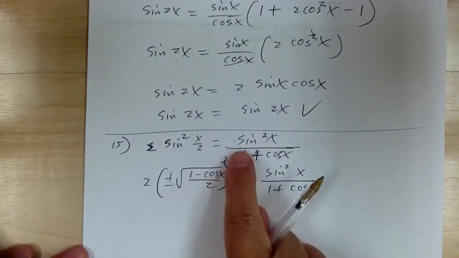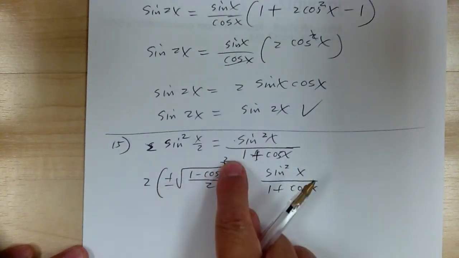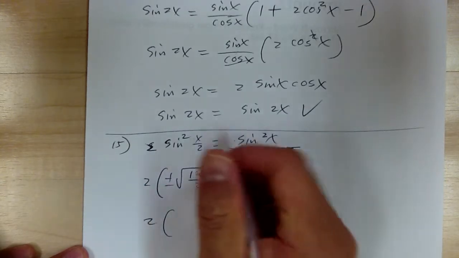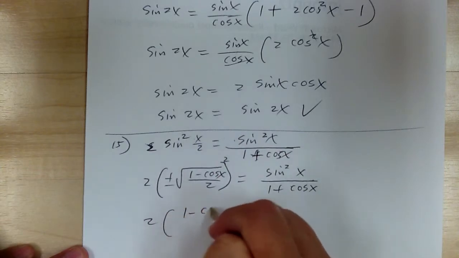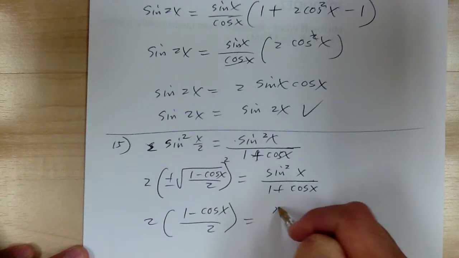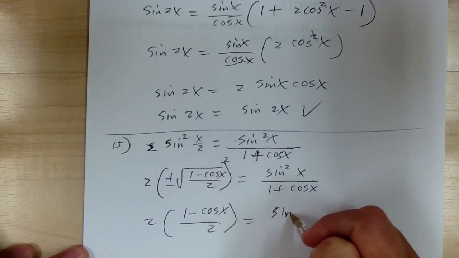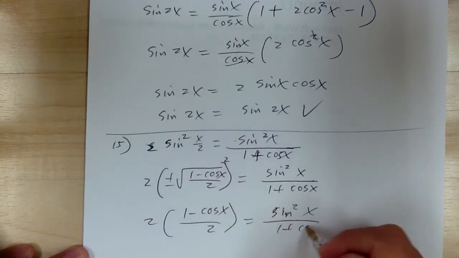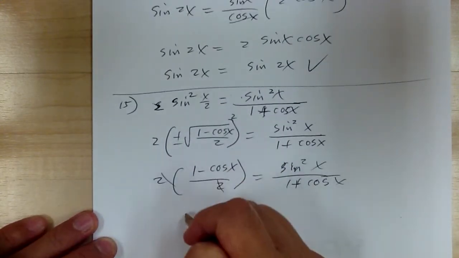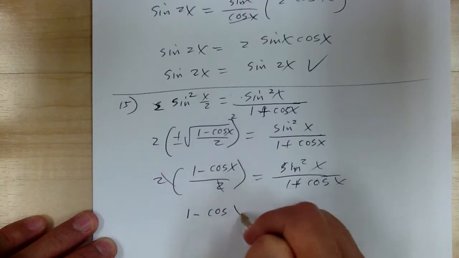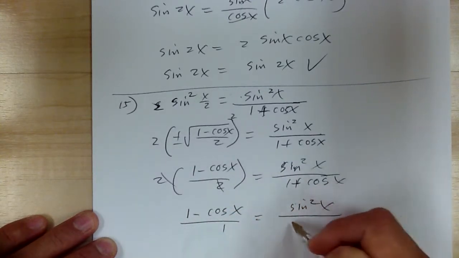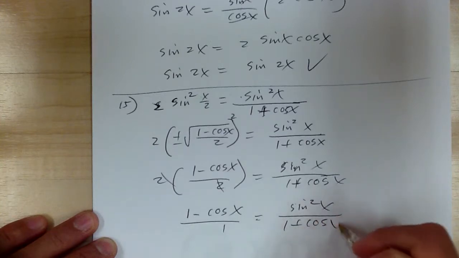Okay, so now, when you square, plus minus square is always positive. So when you square this side, the square will be gone. So you're going to get 1 minus cosine x over 2 equal to sine square x over 1 plus cosine x. So this cancels out. So you're going to get 1 minus cosine x over 1 equal to sine square x over 1 plus cosine x.